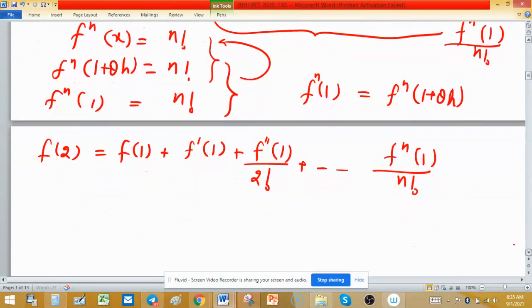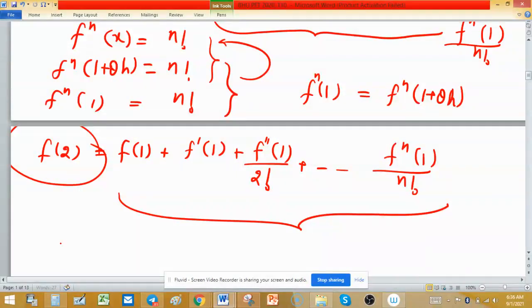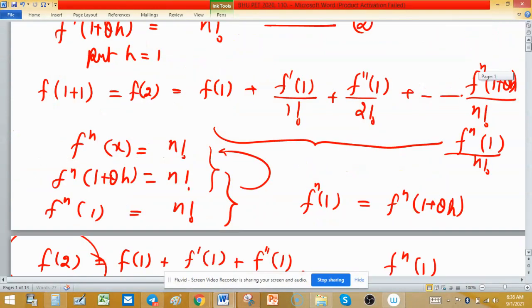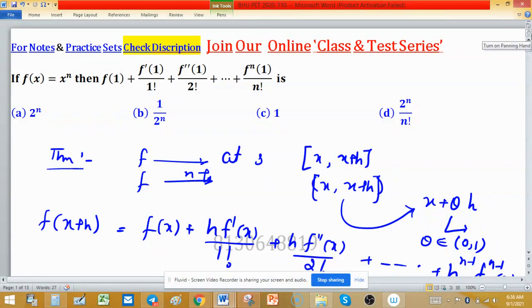So we have to find this value, as the asked value is this, and this is equivalent to f(2). So we have to find the value of the function at 2, as f(x) equal to x^n. So f(2) will be 2 raised to the power n. Now we have to check which option is giving 2 raised to the power n. Option A must be correct.